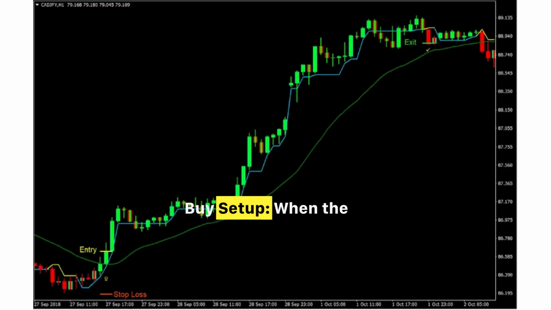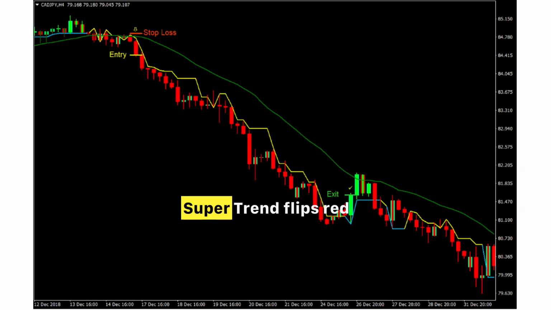Buy setup. When the Super Trend turns green and the ADX line is above 25, it means the bulls are in control. Enter a long trade. Sell setup. When the Super Trend flips red and ADX is above 25, bears take over. That's your sell signal. If ADX is below 25, skip it. The market's too weak to bother.